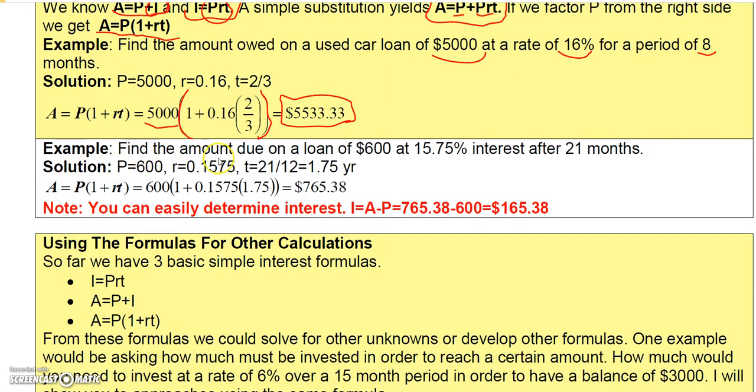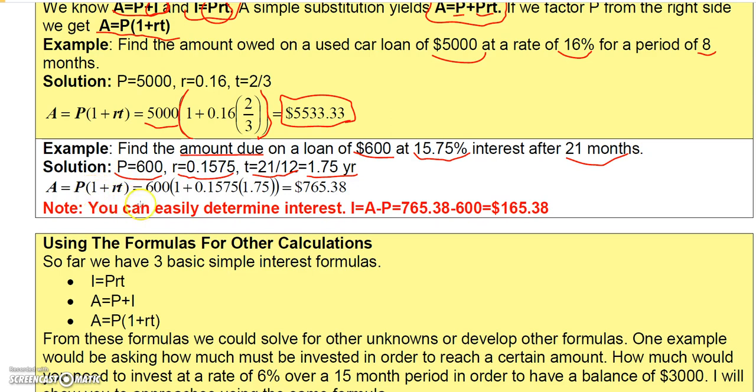Now let's do another example. Suppose you want to find the amount due. This time I asked for the amount due, not the interest, on a loan of $600 at 15.75% interest after 21 months. Now again, since there's no mention of compounding, we'll assume a simple interest loan. So we know the principal is $600. We know the rate in decimals is 0.1575. And we know the time is 21 months divided by 12. Well, 21 divided by 12 is a terminating decimal, 1.75 years.